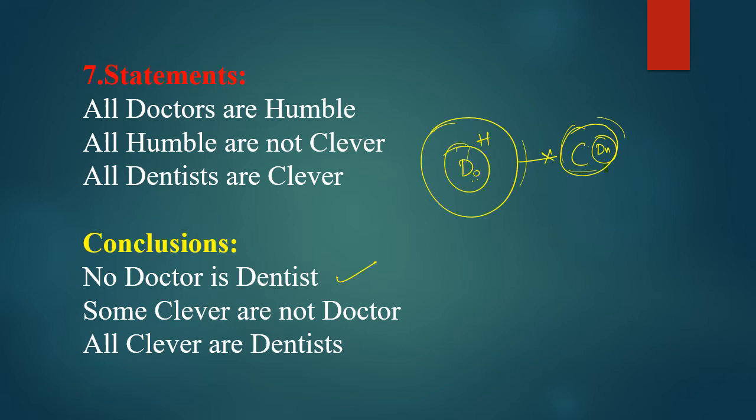Second one, some clever are not doctor. So it is something like the relation between clever to doctor is no, like no doctor is clever. It's obviously some clever are not doctor. Or if the conclusion was some doctor are not clever, that also would have been followed here. All clever are dentist. Is it all clevers are inside dentist here? Not exactly. So answer should be 1 and 2 follows.